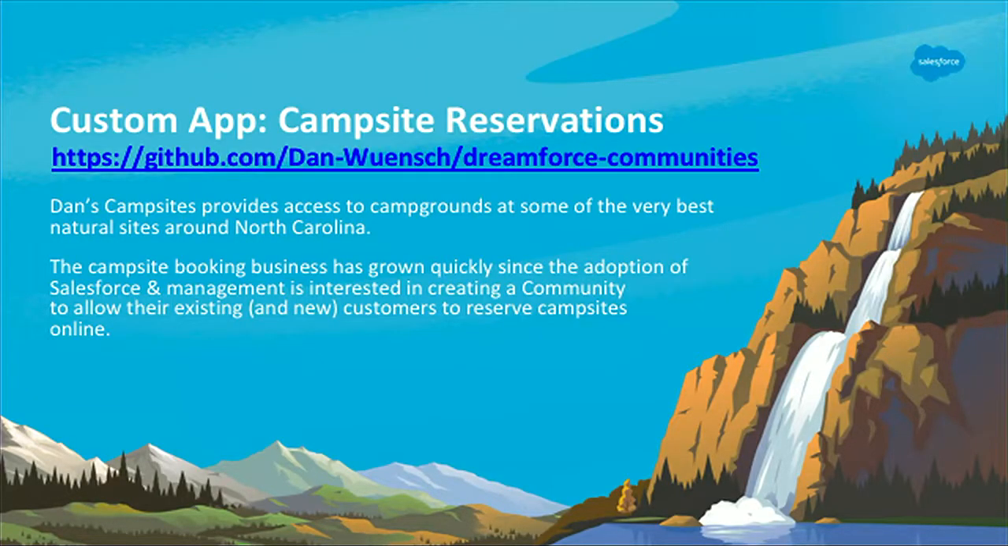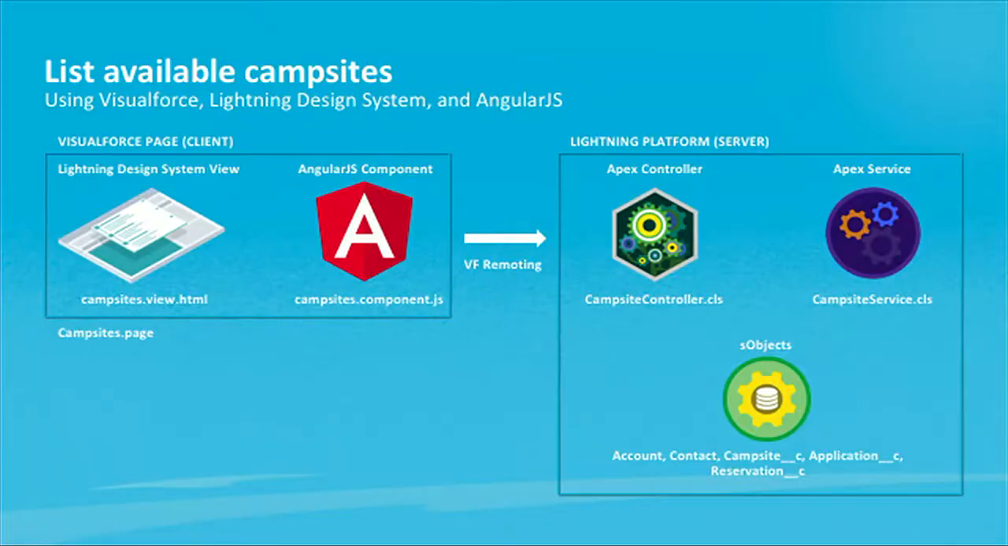All right, so for an example, I want to talk about an app that we can create using Community Cloud. And there's a GitHub here if you want to follow along or just grab it and look at the code later. But the idea with this example app is that we are providing access to campsites around North Carolina, nice natural sites. And our company is already using Salesforce, but we really want to be able to use Community Cloud to get our customers to have an engagement experience with us online, all on one platform.